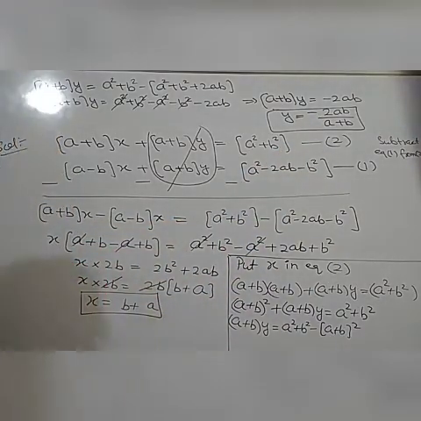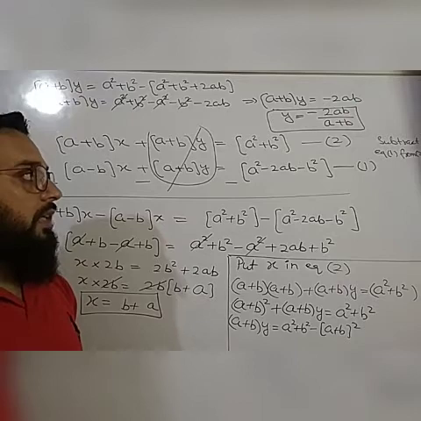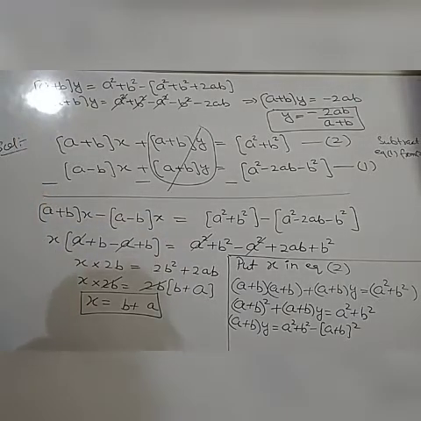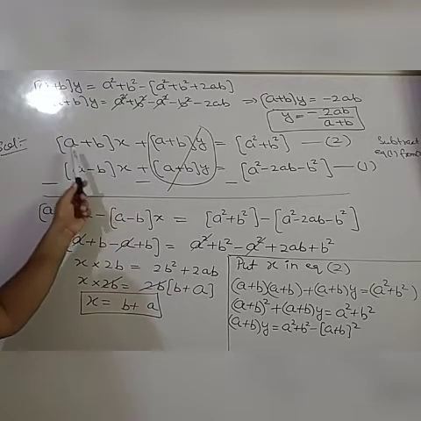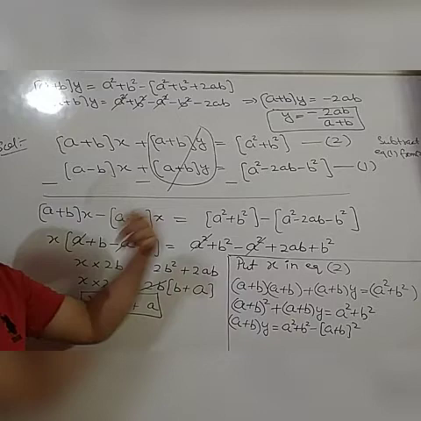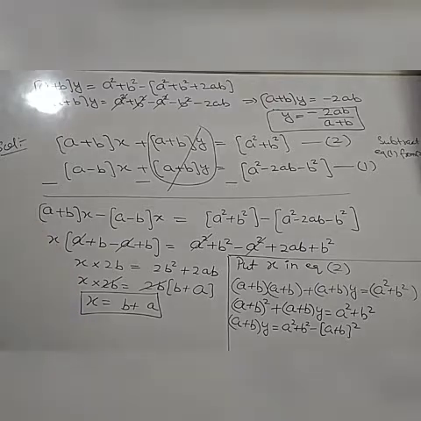So in this way you can solve the problems of elimination by equating the coefficient if the equation is not given in the form of numbers. There may be the integers in terms of a and b, p and q, m and n, anything may be there. So you can solve this type of question. Note it down.